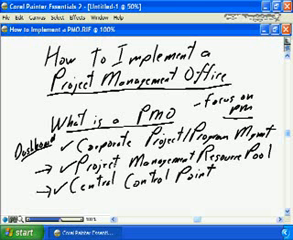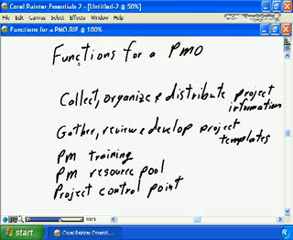What is a PMO? A PMO is an organizational unit focused on project management. Different organizations will implement PMOs in very different ways depending on their needs, depending on their requirements. As different organizations implement PMOs in different ways, maybe a better way to look at this would be to look at what functions a PMO may provide in an organization.